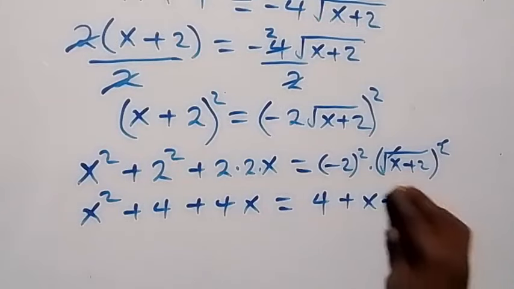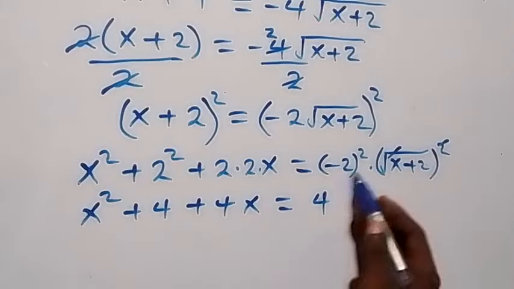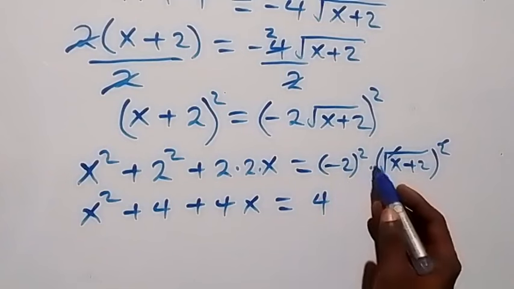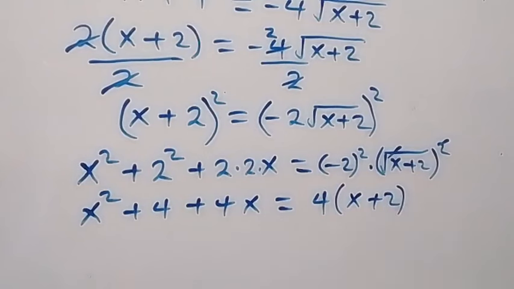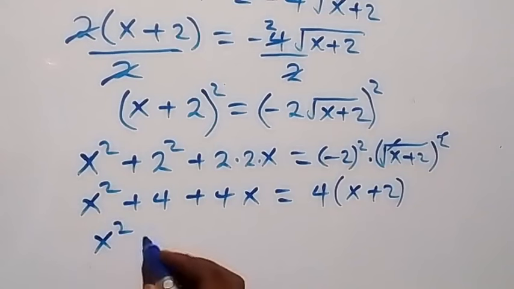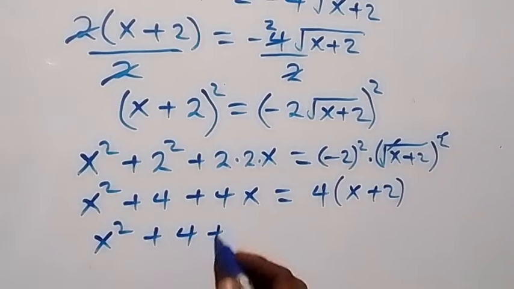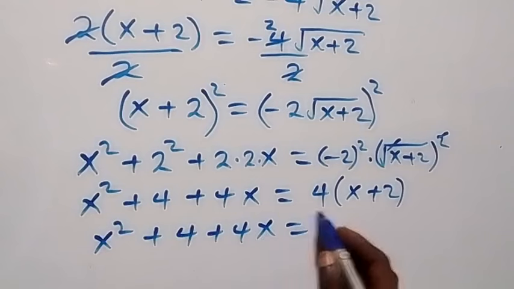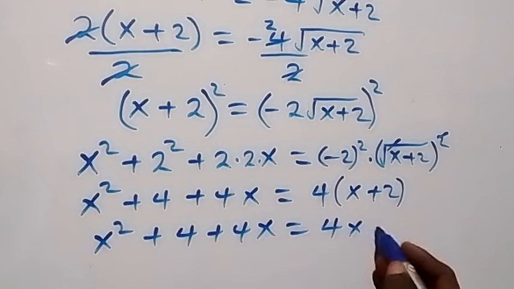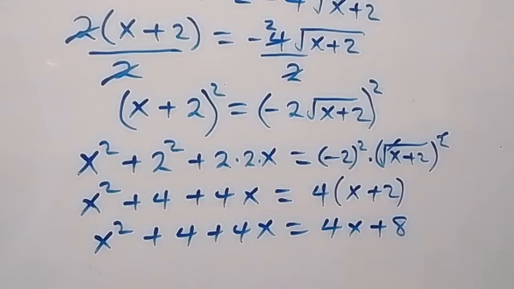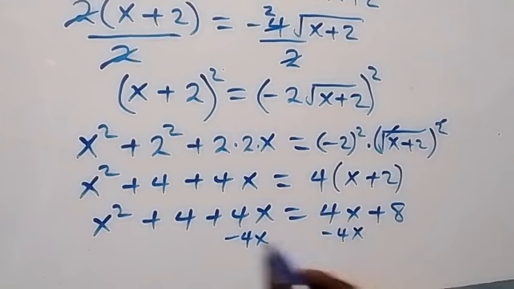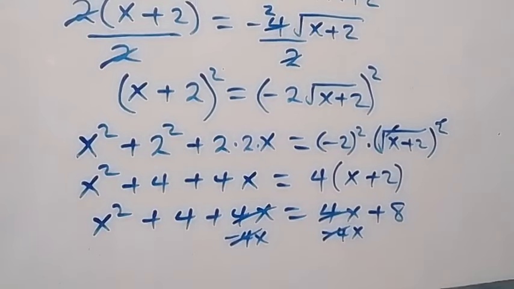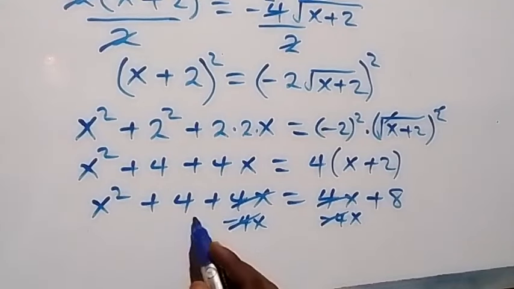Then here there is no plus, so we have minus 2 squared, that's 4. Then since we are multiplying, we have into bracket x plus 2. Then this becomes x squared plus 4 plus 4x equals 4, open this bracket, we have 4x plus 8. Now we subtract 4x from both sides. Minus 4x here, minus 4x here, so these cancel each other. What we have left here is 4, then we have 8 left here.